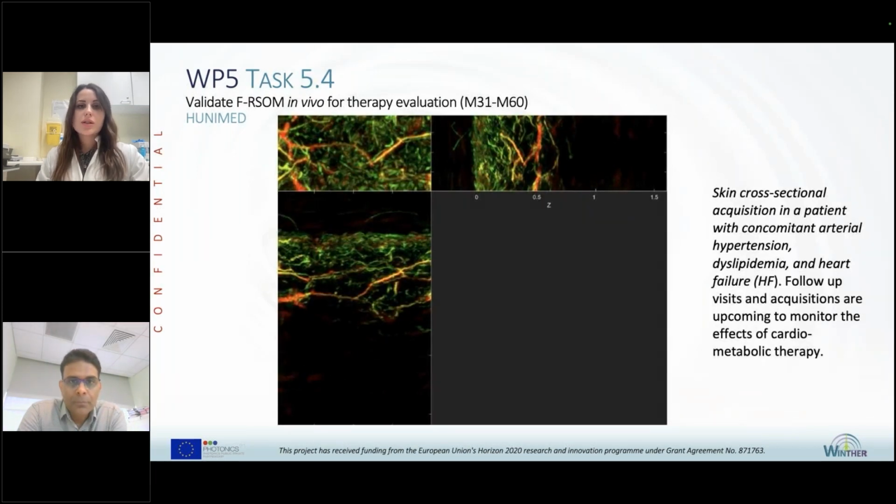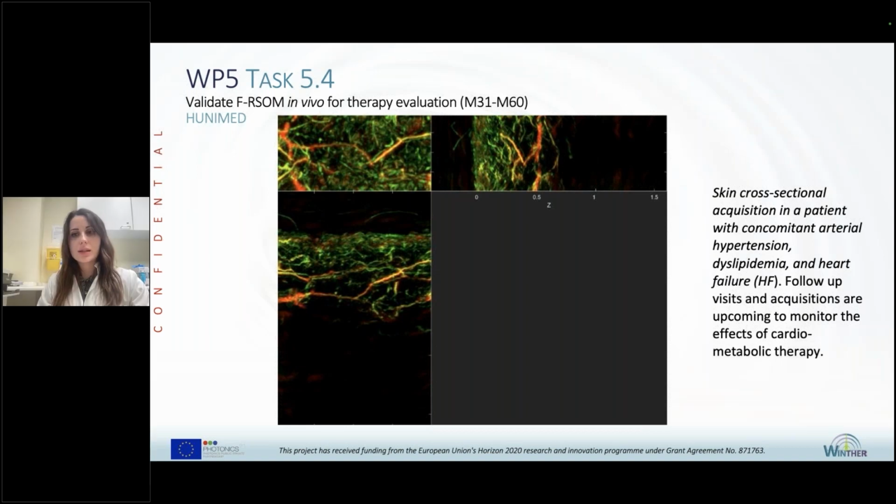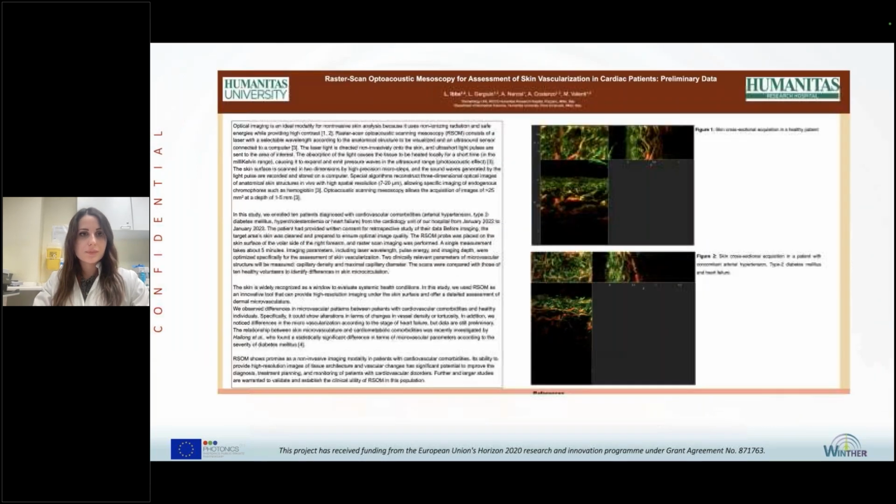Lastly, we also studied the RSOM acquisition in patients affected by concomitant arterial hypertension, dyslipidemia, and heart failure. Also in this case, the follow-up visit and acquisition are upcoming, to monitor the effect of the cardiometabolic therapy.